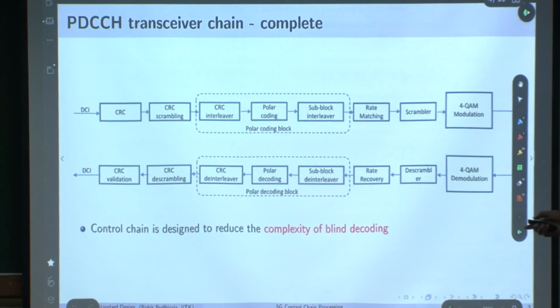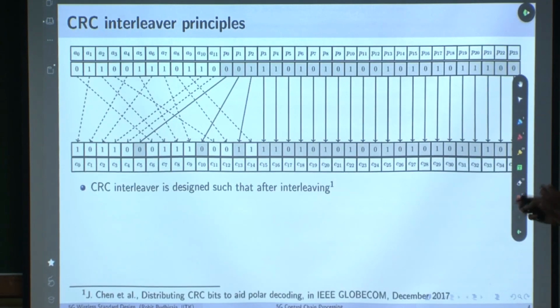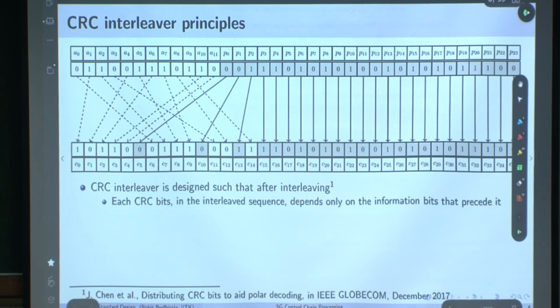We'll first talk about these principles, and then we'll see how and why it is done. I'll explain all this to you. This is the paper I've used for understanding this principle. The CRC interleaver is designed in a particular way such that, after interleaving, each CRC bit in the interleaved sequence depends on the information bits that precede it.